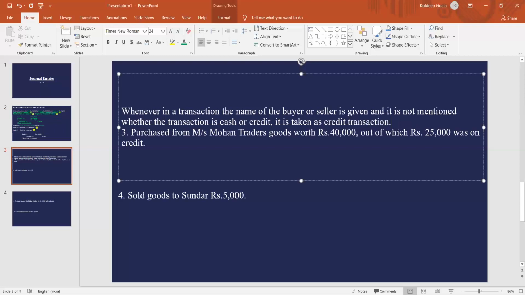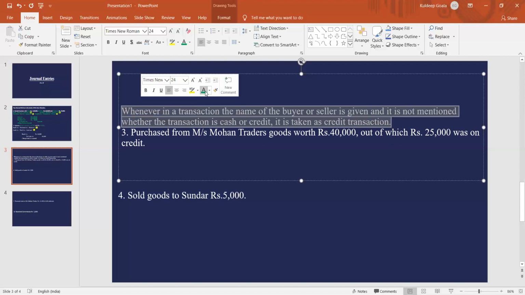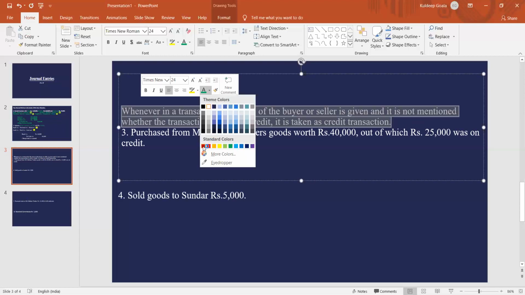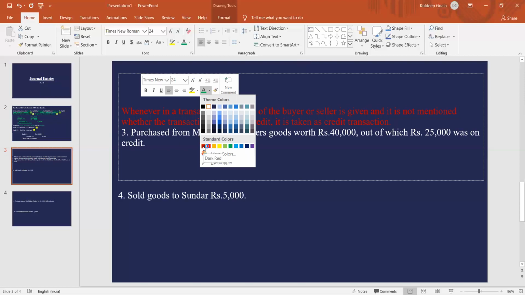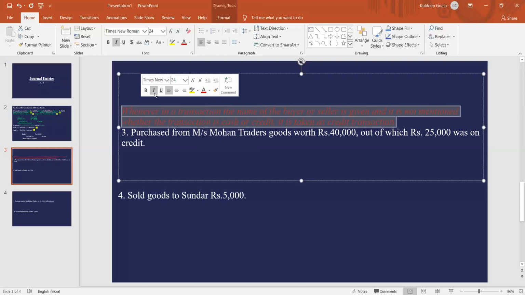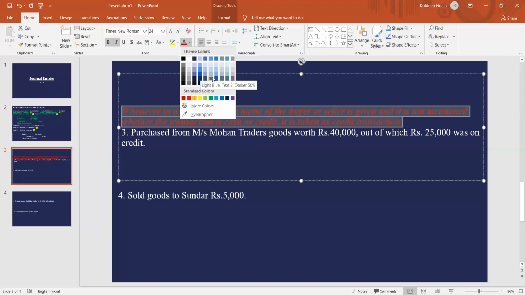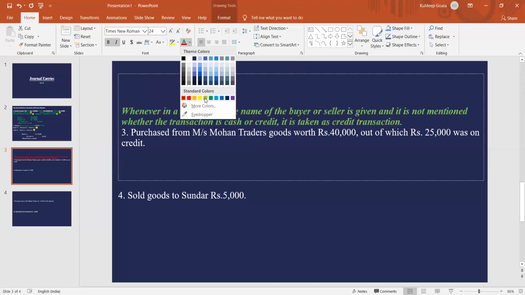Why? Because if the name is given, it means, when will the shopkeeper write your name? When you have not paid the money, right? So very simple. That is why if the name is given and it is not mentioned whether it is a cash transaction or credit transaction, then you will take it as a credit transaction, because it signifies that you have not paid the money. Understood? So you should remember this is a very important point.